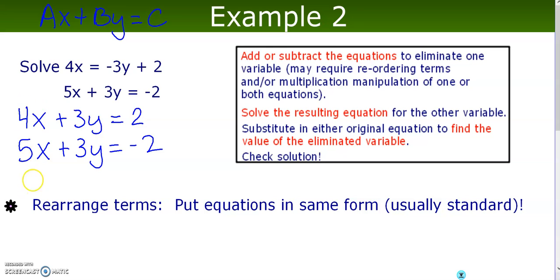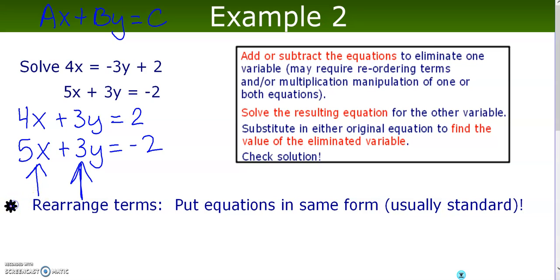So when I take a look at my x column, I have a 4x and a 5x. They're not opposites. When I take a look at the y, I have 3 and 3. Well, they're almost opposites. One of them needs to be negative. So I'm going to go ahead and multiply one of my equations, the whole thing, by -1. And you know what, I don't love working with negatives, but I'm going to go ahead and do it anyway.